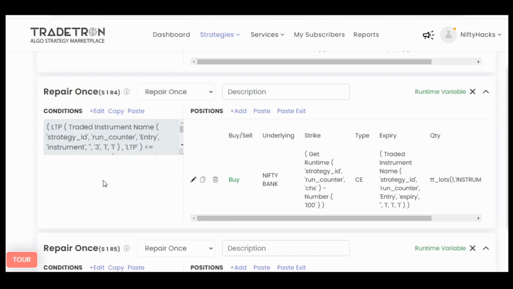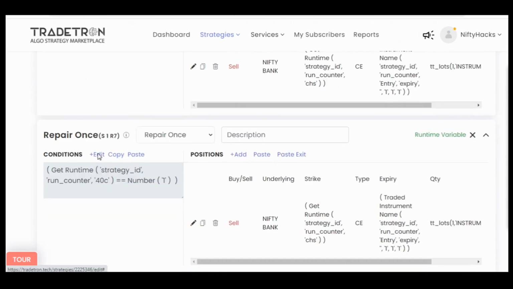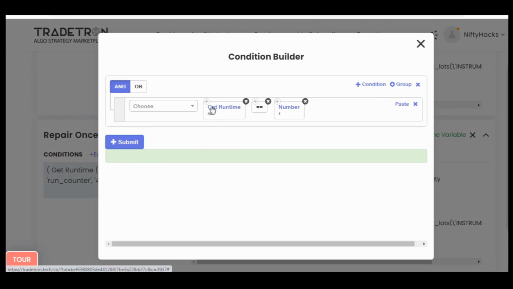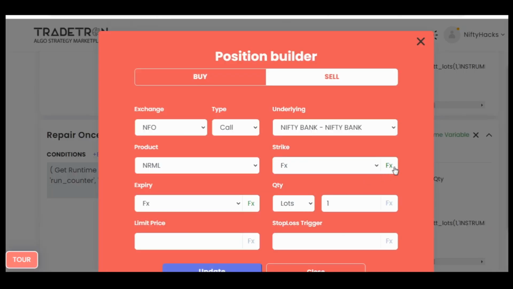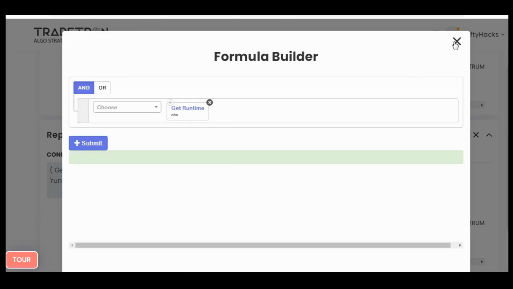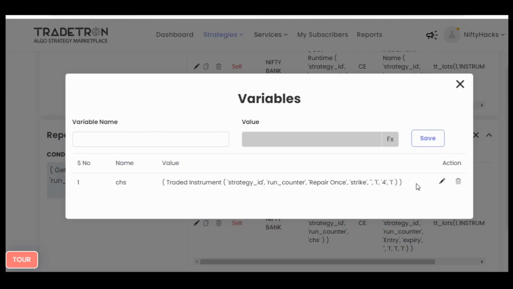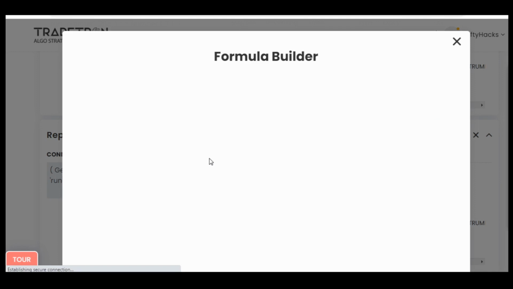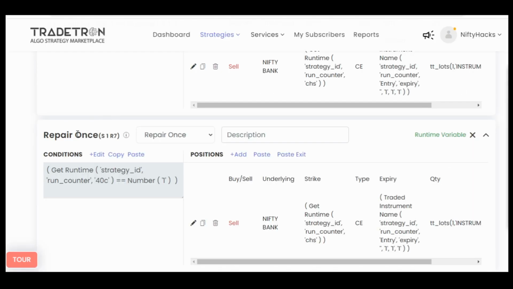And as soon as we buy this hedge, we will exit from the previous hedges via this RO7, where we check whether repair once 40C has happened or not. If it has happened, we will exit whatever is the current hedge strike, right? And we will again assign this 40% strike of hedge as our new CHS value, right?